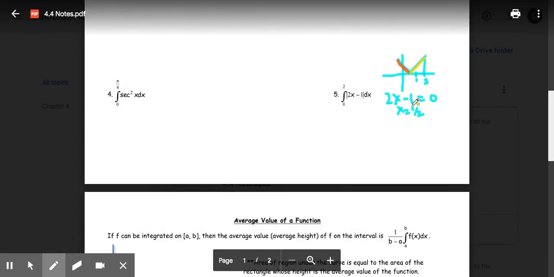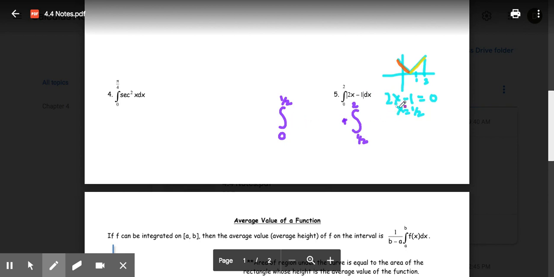So you got to find the vertex first, and you're splitting your integrals up into the integral from 0 to a half, and then the integral from a half to 2 here.